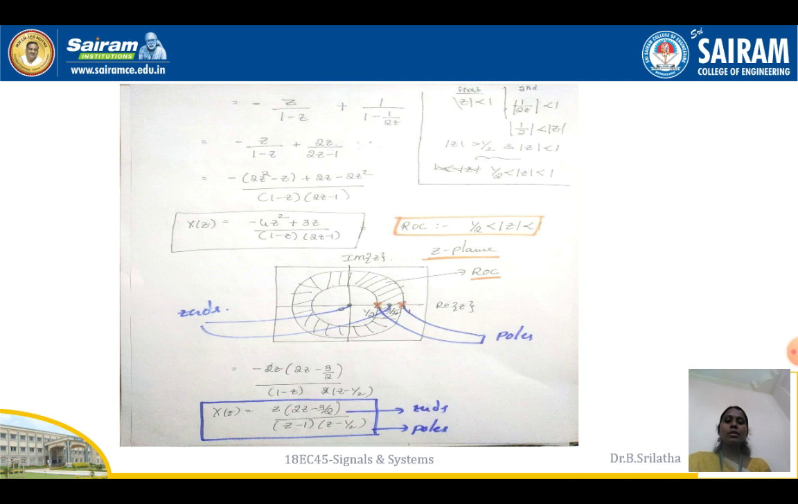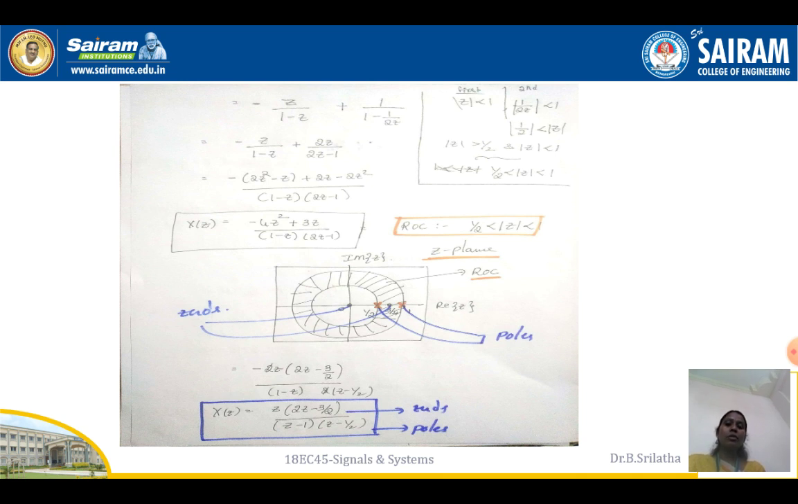The first one exists when mod of z is less than 1, and the second one is mod of 1 by 2z less than 1. So 1 by 2 I keep on this side, and 2 we can take by cross multiplication. So 1 by 2 is less than mod of z. That means mod of z is greater than 1 by 2. One more thing, mod of z is less than 1.